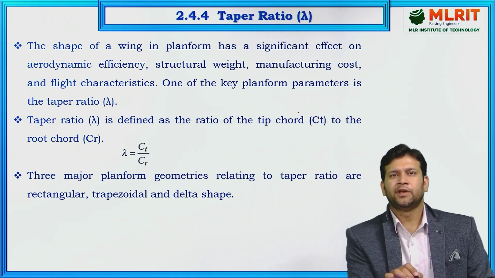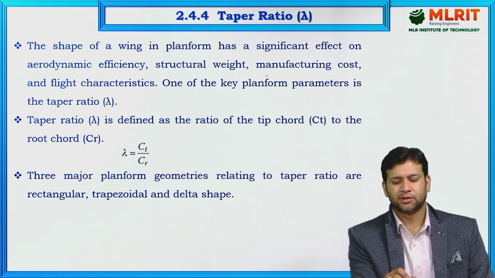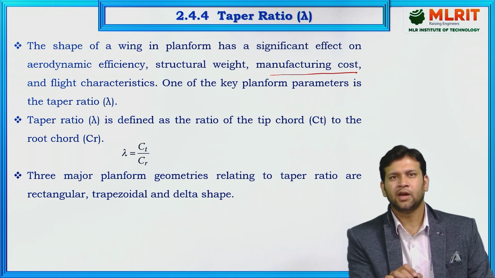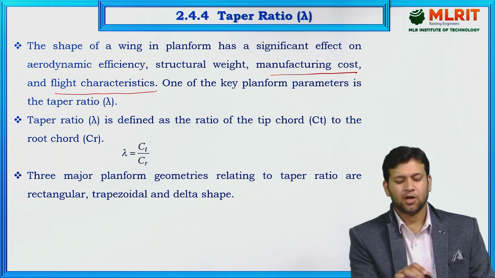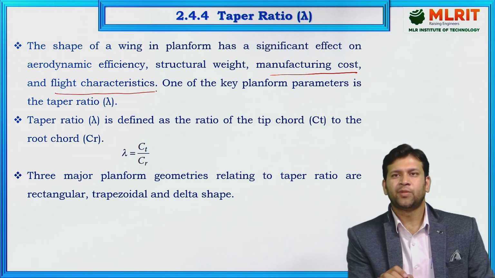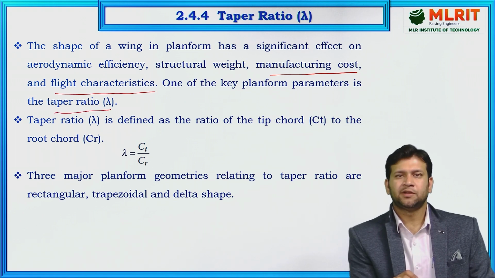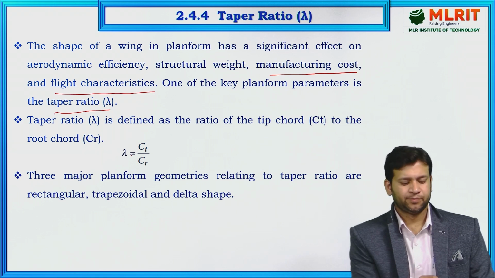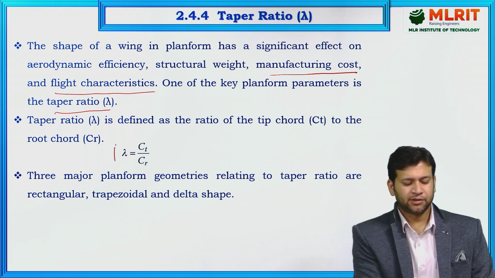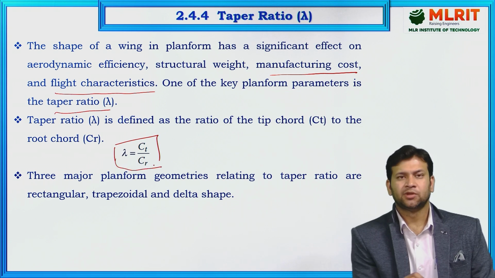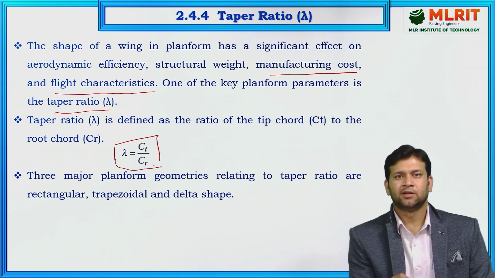The shape of a wing in plan form has a significant effect on aerodynamic efficiency, structural weight, manufacturing cost, and flight characteristics. One of the key planform parameters is taper ratio. Taper ratio is defined as the ratio of tip chord to the root chord. In equations, we can write lambda equals Ct by Cr.